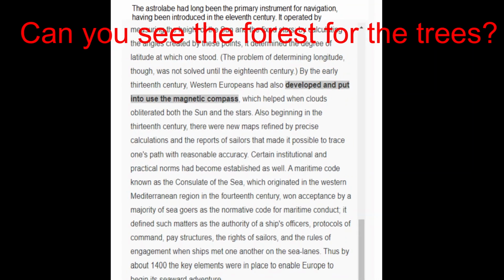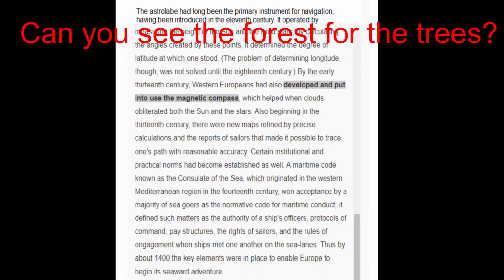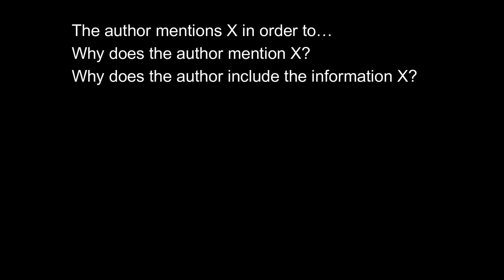First, let's look at the format of the rhetorical purpose question. The question typically takes one of these forms. The author mentions X in order to. Why does the author mention X? Why does the author include the information X? X is a word, phrase, or sentence highlighted in the passage.